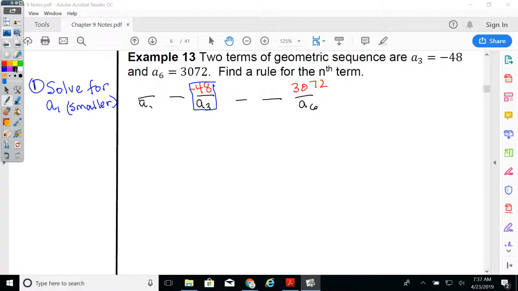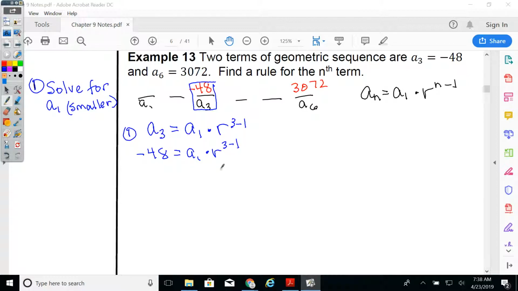All right, so we're going to set up our equation. So I'm going to go ahead and just write the equation: A(n) equals A1 times R to the n-1. So for step 1, A(n) is the third one that we're looking at. We don't know what A1 is. R, we don't know what R is, but we know the exponent is 3 minus 1. So A3 is -48, A1 stays, and R to the 3 minus 1 stays.